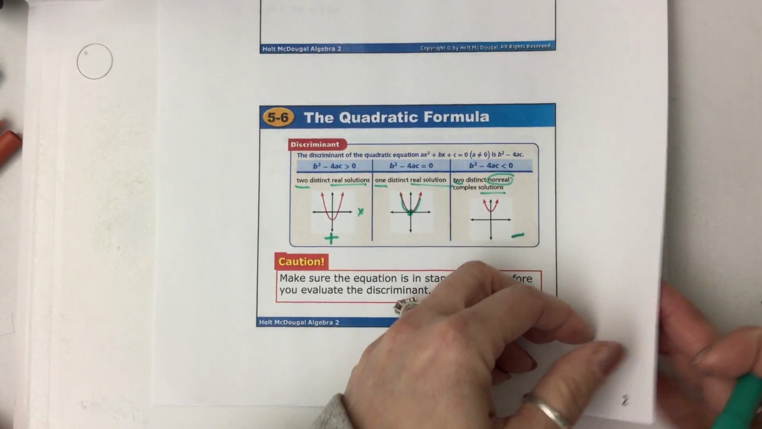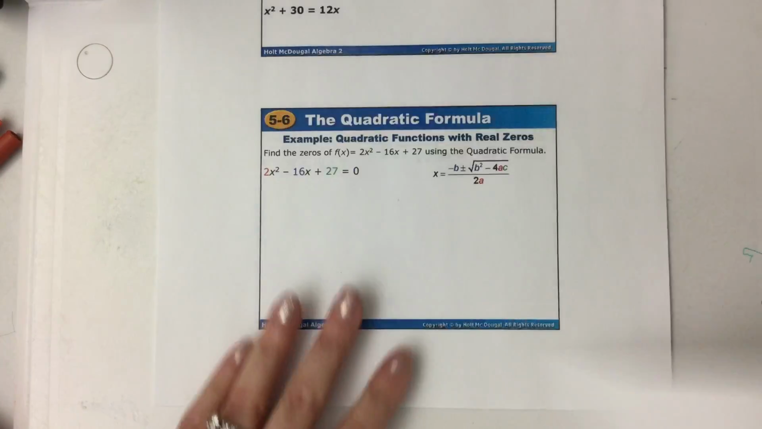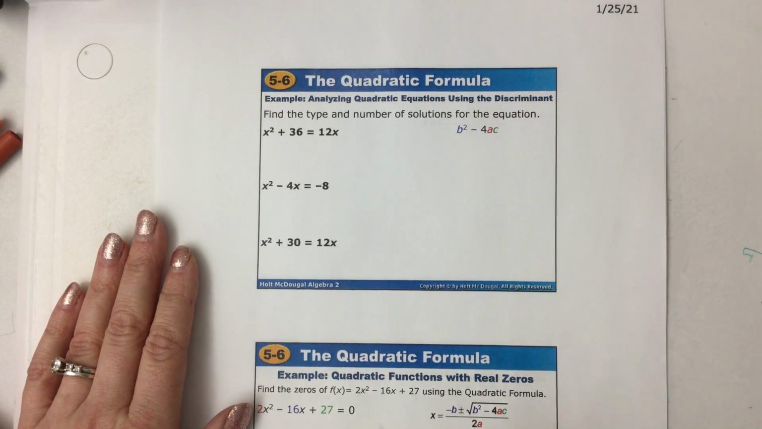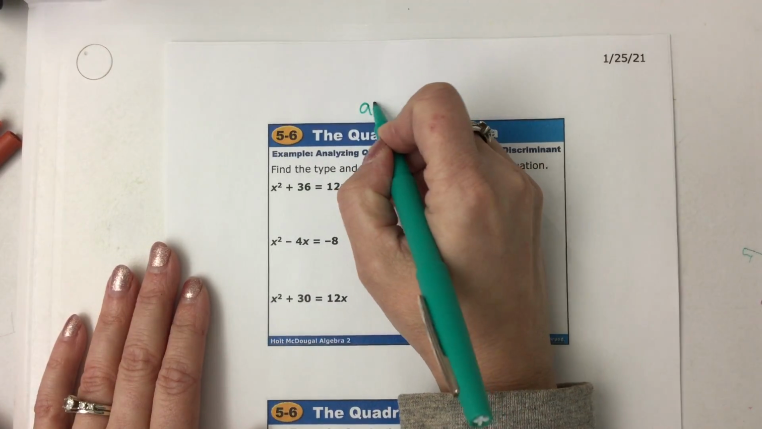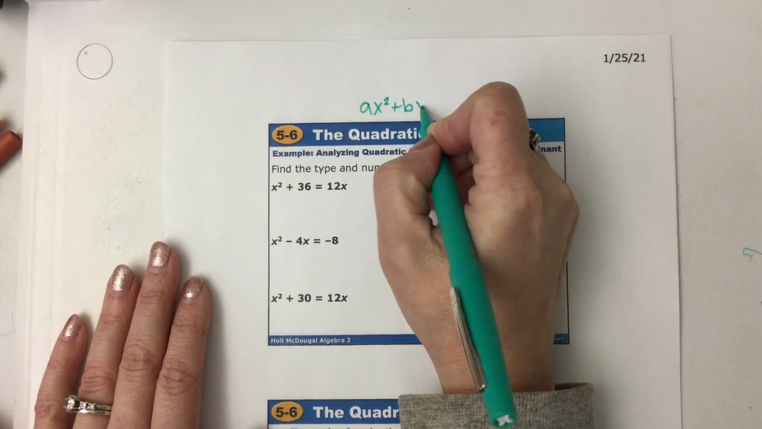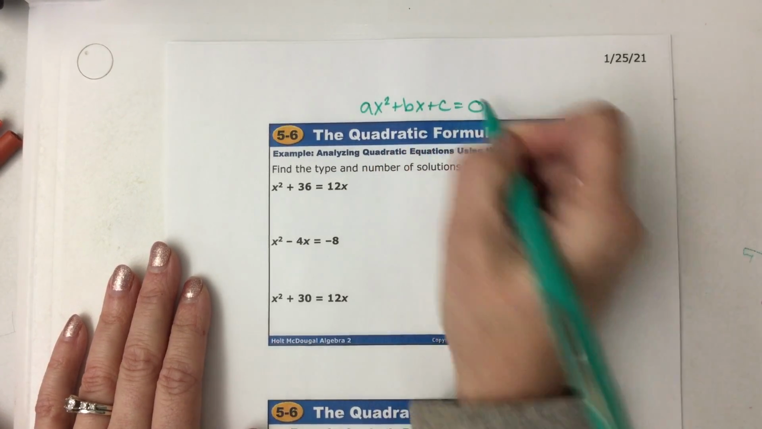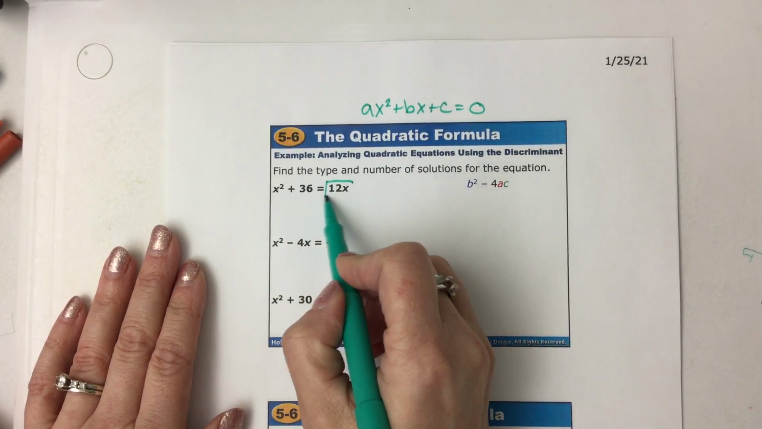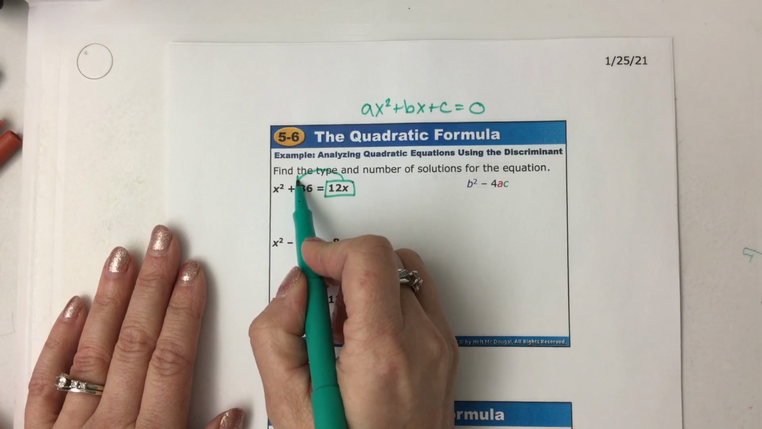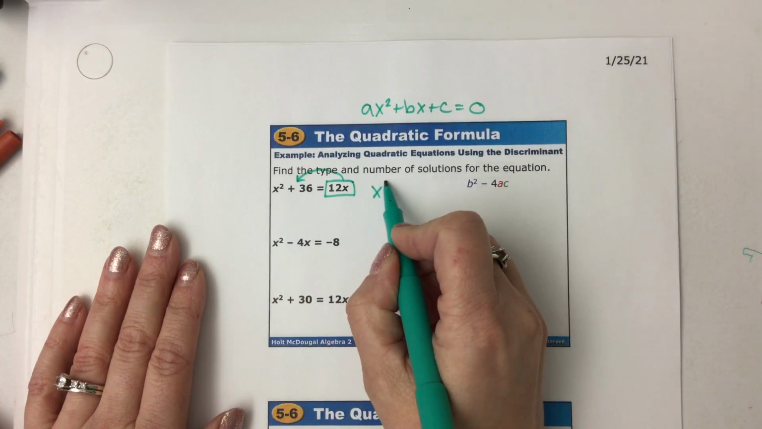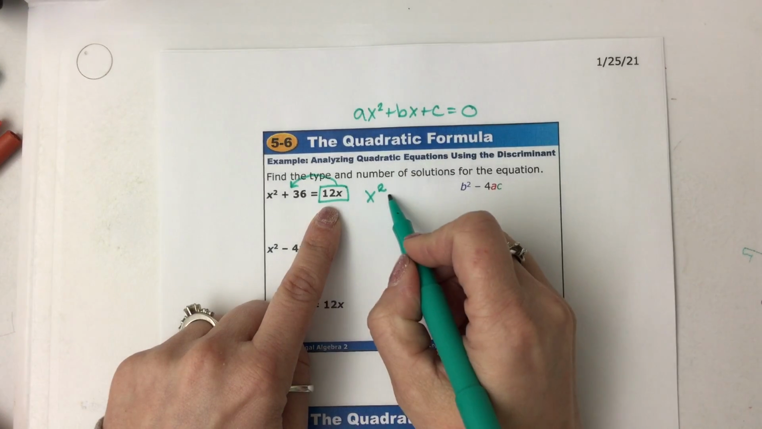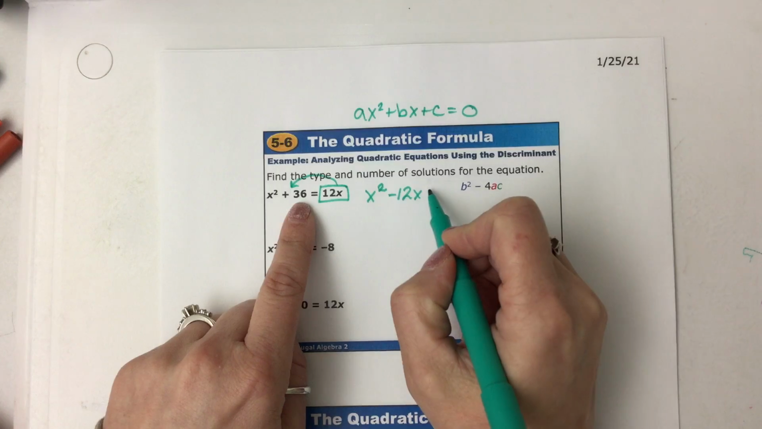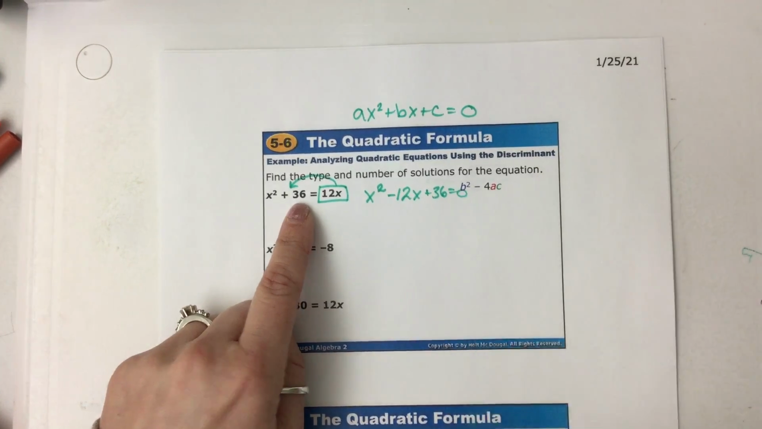All right, let's go ahead and just practice that part. If you want to find the number and type of solutions, step 1, you have to make sure that you have ax squared plus bx plus c equals 0. Okay, this is not in the right format. I want it set equal to 0, so I need to take the 12x and move it to the other side. My squared term comes first, followed by the x term, which would now be a negative 12x because it was positive here, plus 36 equals 0.